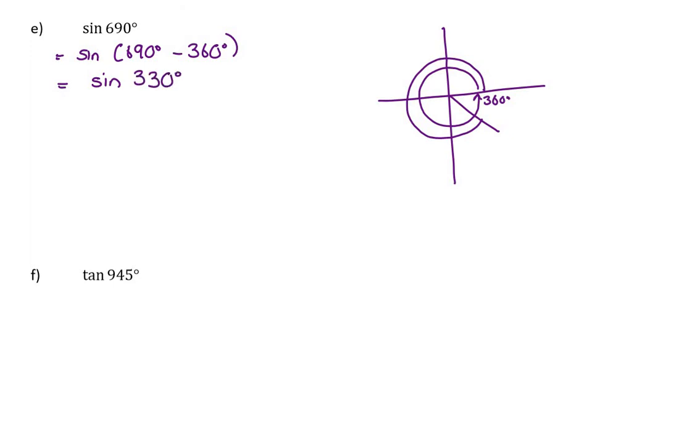So actually, all this means is I went all the way around once, and then I kept on going for 330 degrees. So now I can do reduction on that. I'm going to rewrite 330 as 360 minus 30. 360 minus 30, that's in quadrant 4, so sine is negative. So it's negative sine of 30 degrees, which is negative a half. So angles bigger than 360 are very easily dealt with. So on to the next.